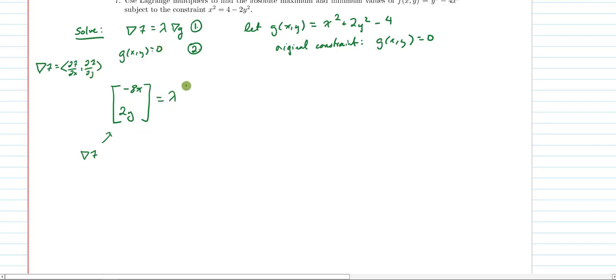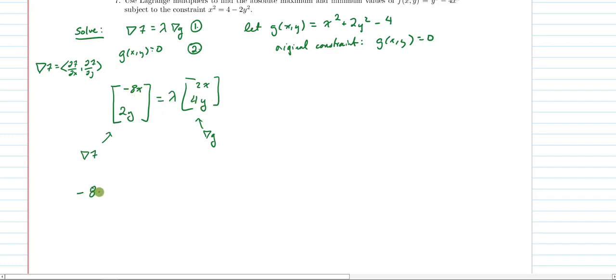And we're going to set that equal to lambda times the gradient of this function g. The gradient of the function g will be 2x for the first coordinate, and 4y for the second coordinate. So this was our gradient of the constraint function g. Okay. So now we can construct a system of equations, because if these two vectors are going to be equal to each other, then their coordinates must be equal.